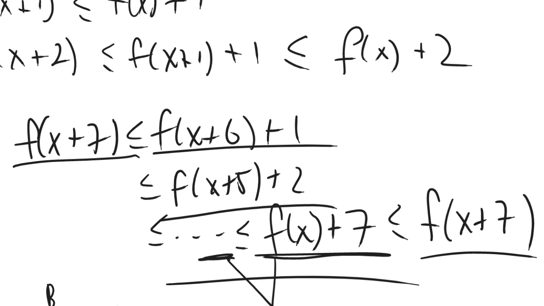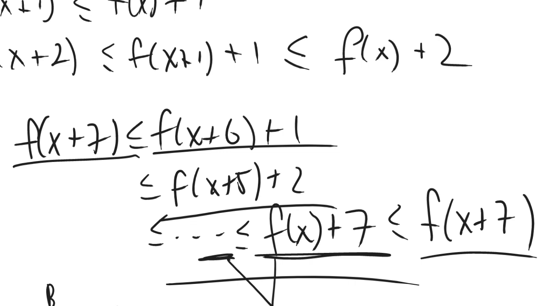So there's one here, one here. That means everything in between must be squeezed to be that value. Everything here must all be equal to f(x)+7. So that's a nice thing, because I cannot just say f(x+7), it's quite hard to say. f(x+7) is equal to f(x)+7.